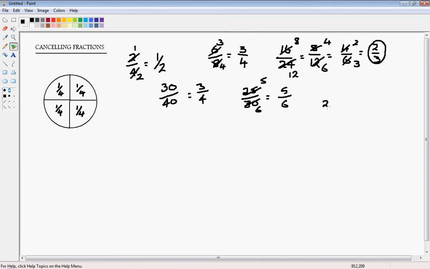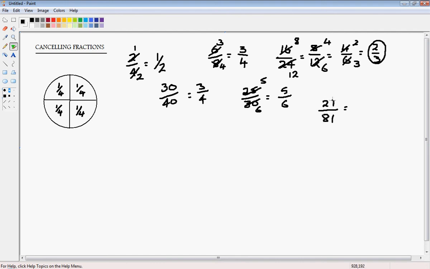Okay. Now something that you may not know is if I have 21 over 81, now I know that I can't divide by 5 because both numbers end in 1. Neither numbers are even, so I can't divide by 2. Neither numbers end in 0, so I can't divide by 10. But what you can do is this.